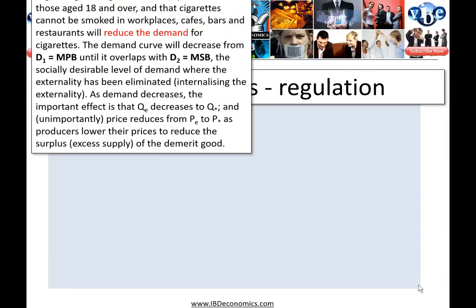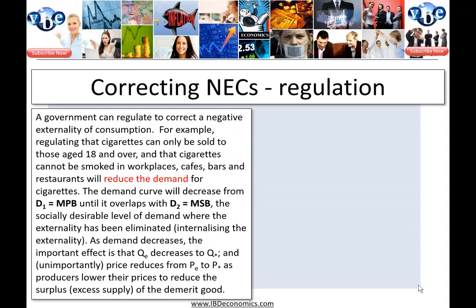Now, the different ways that we can correct for a negative externality of consumption, the first being regulation. And smokers will be familiar with this. You can't buy cigarettes in most countries, most states, if you are under the age of 18. So a government can regulate to correct a negative externality of consumption. So regulating cigarettes to be sold to those only aged 18 and above. Cigarettes can't be smoked in workplaces, they can't be smoked in cafes, bars and restaurants.